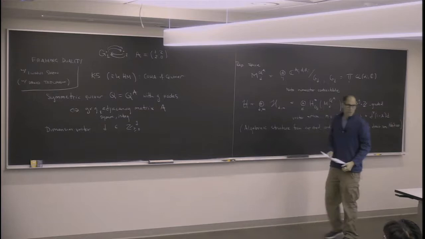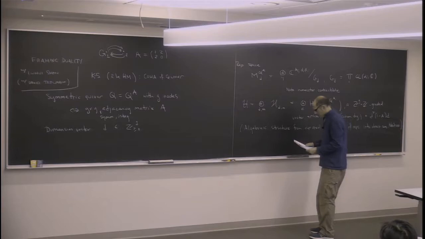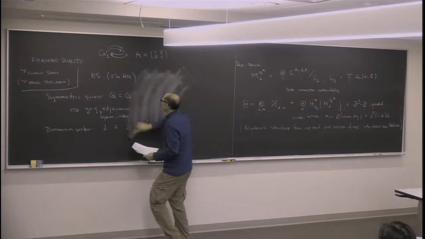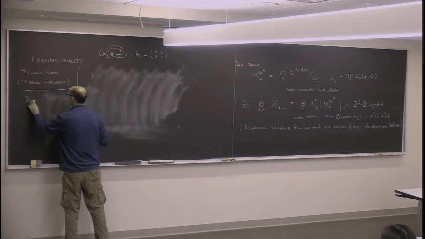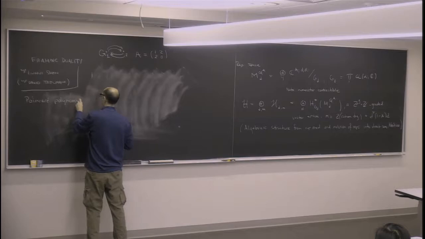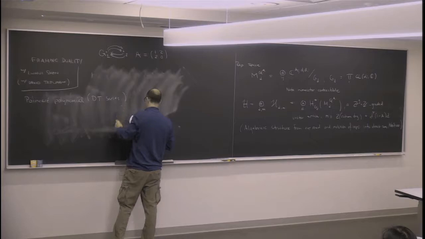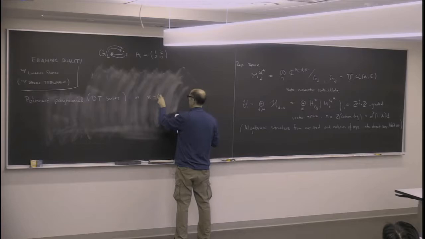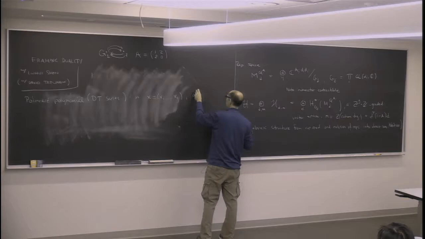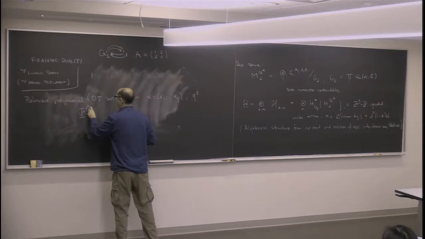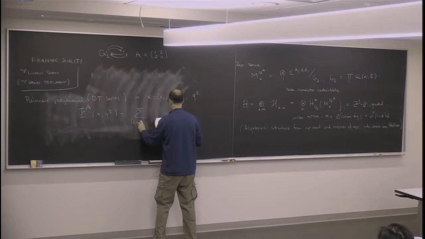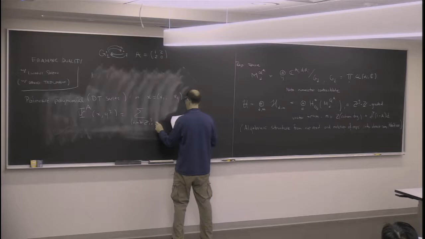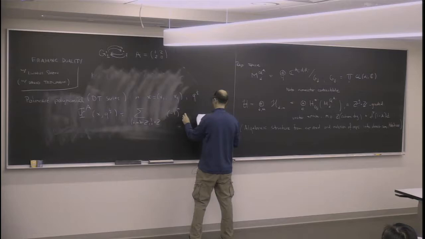Okay, so from this data, we can define the Poincaré polynomial of this graded vector space, which is called the DT series, for Donaldson-Thomas. It's a polynomial in x, which is x_1 through x_g, and a variable for the other degree, q to the 1/2. It depends on A, or q and A. Just what you would typically do for a Poincaré polynomial, with the sign in the cohomological degree counting.